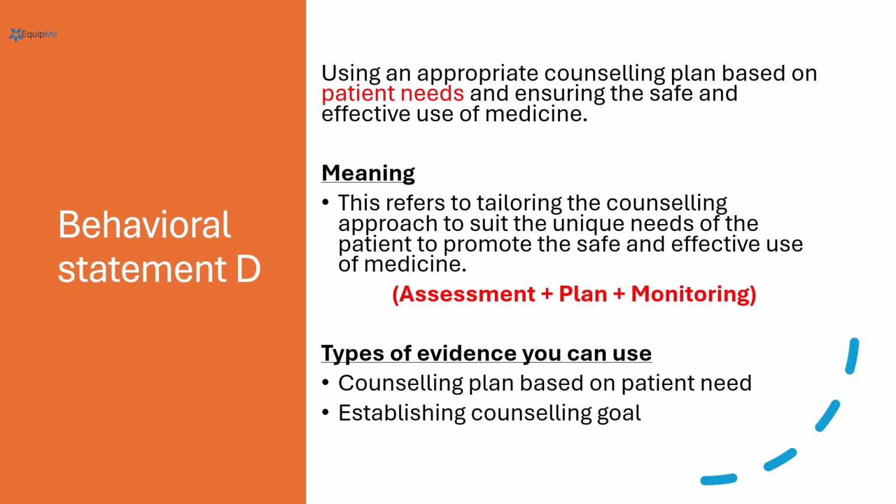Behavior statement D says using an appropriate counseling plan based on patient needs and ensuring the safe and effective use of medicine. So how do you plan to counsel the patient? In behavior statement A, you saw the need to counsel. If it's on an inhaler, what is the need? Maybe the patient does not know how to use Symbicort. They were using one inhaler before, so now it's a different one, so they need to know. So that's the need. But how will you go about it?